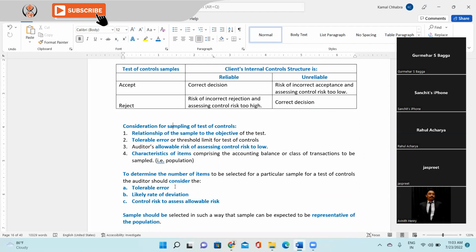First one is the relationship of sample to the objective of the test. Second is your tolerable error or threshold limit for testing of control. Third is auditor allowable risk of assessing the control risk too low. And the fourth one is characteristics of items comprising the account balance, class of transaction to be sampled, that is your population. So you need to consider the population, tolerable error, risk, relationship, and characteristics, right?